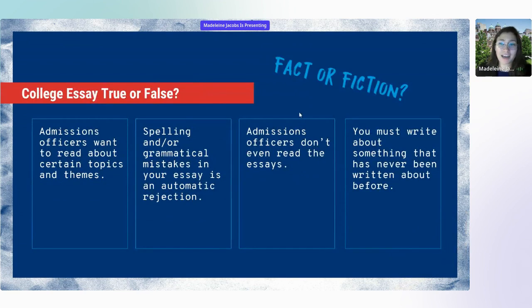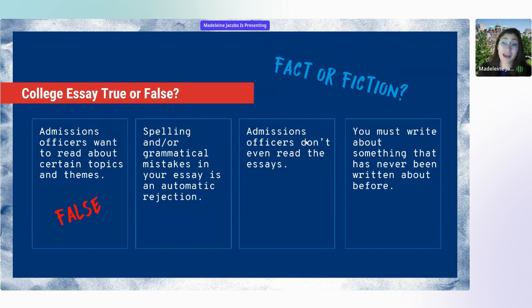So, sometimes we do this in person. Of course, we've been doing it virtually, but we'll do like a quick little fact or fiction. So, the first one, admissions officers, we only want to read about certain topics. There's certain things where it's like, yes, you're more likely to get admitted if you write about this specific essay. And that is false. Truly, and I really do mean this, any topic that you write about is we are excited to read about.